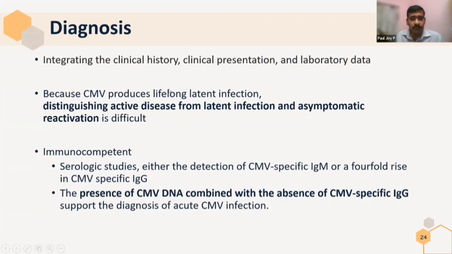The diagnosis is on the basis of history, clinical presentation, and laboratory data. Because CMV produces lifelong latent infection, distinguishing active disease from latent infection and asymptomatic reactivation is difficult. In immunocompetent people, serological studies, which can be either the detection of IgM CMV antibody, or a fourfold increase in the IgG antibody, can imply an acute infection. The presence of CMV DNA combined with the absence of CMV IgG can also imply an acute CMV infection.